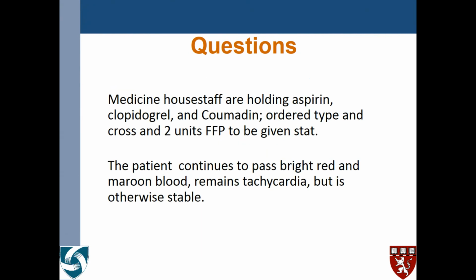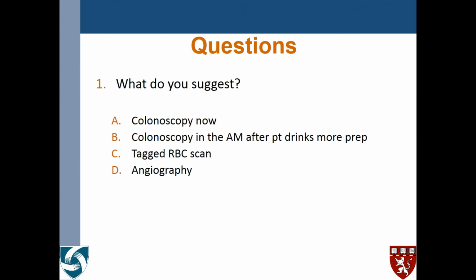The medicine house staff are holding aspirin, clopidogrel, and Coumadin, ordered type and cross, and 2 units of FFP to be given stat. The patient continues to pass bright red and maroon blood, remains tachycardic, but is otherwise stable. What do you suggest? A, colonoscopy now. B, colonoscopy in the AM after patient drinks more prep. C, tagged RBC scan. D, angiography.